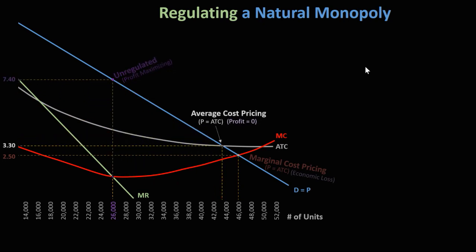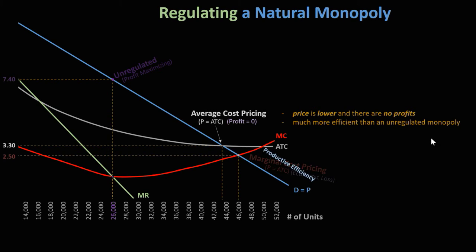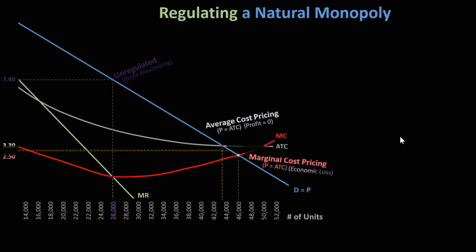Let's take a look at average cost pricing. Price is lower and there's no profits. It's much more efficient than the unregulated monopoly. Our productive efficient point is this point here, so we're pretty close to it. Not quite, but definitely getting close. For allocative efficiency, the point is production of 46,000. We're a little less than 44,000. So again, we're getting closer, not quite there.